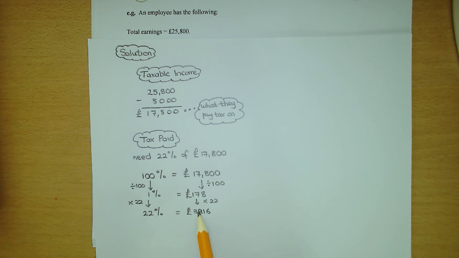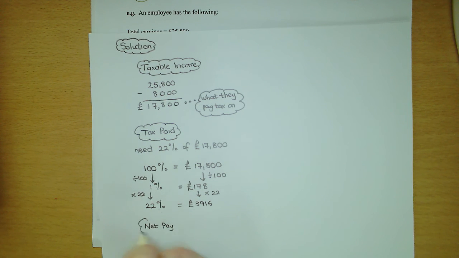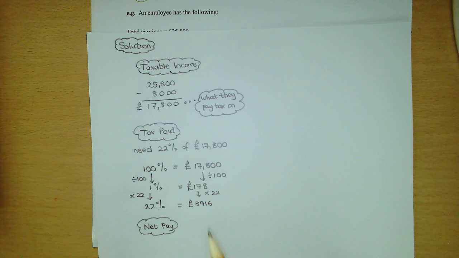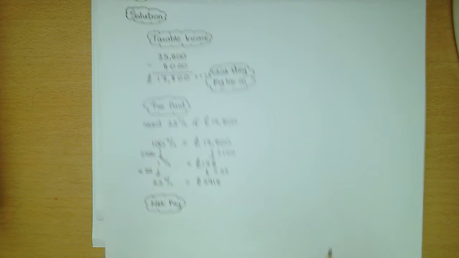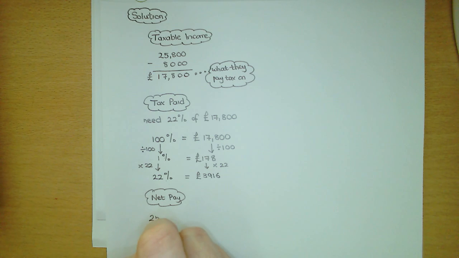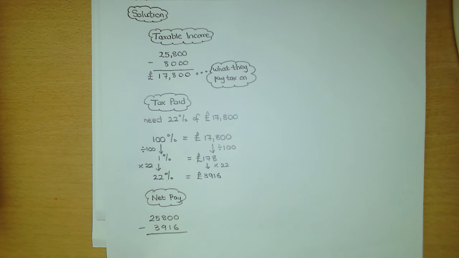So once we've worked out the tax they pay, we can then get their net pay. In other words, the amount of money they actually receive. So net pay, what you actually are left with, is your gross income, subtract the tax paid. So the gross income, remember, was 25,800. And we're subtracting the tax paid, which was £3,916.